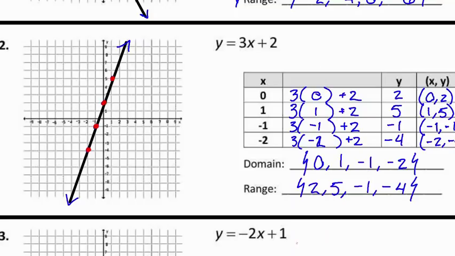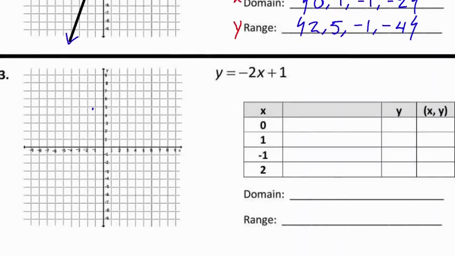Here is your answer for number 2. Remember, you had to substitute in your values, solve them all. Those are the y's that pop out. Then you write your coordinate. So I had 0, 2, and then 1, 5, and -1, 1, and -2, -4. Your domain is all your x's, your range is all the y's. Plot your points, make a nice pretty straight line. If they don't make a straight line, you did something wrong.